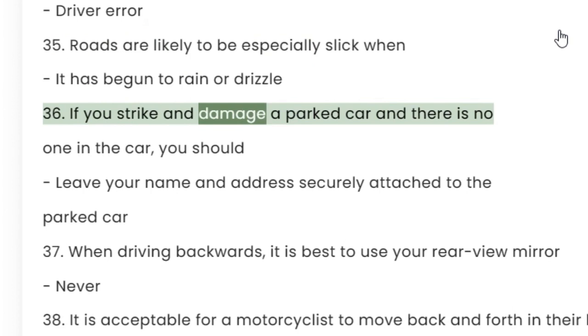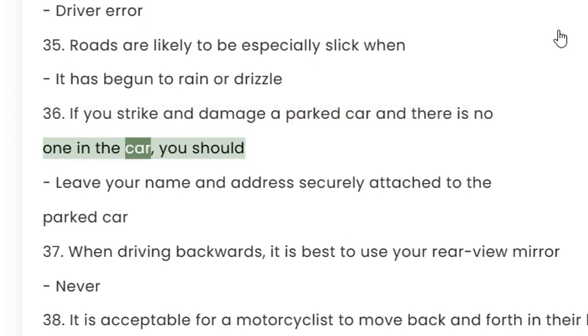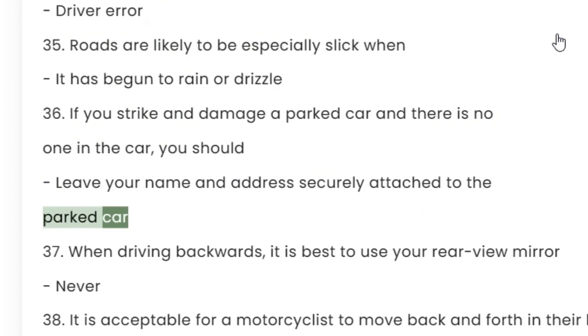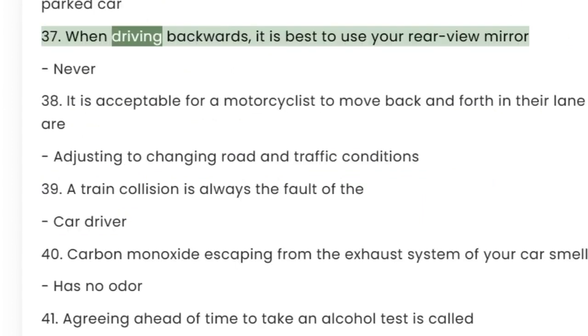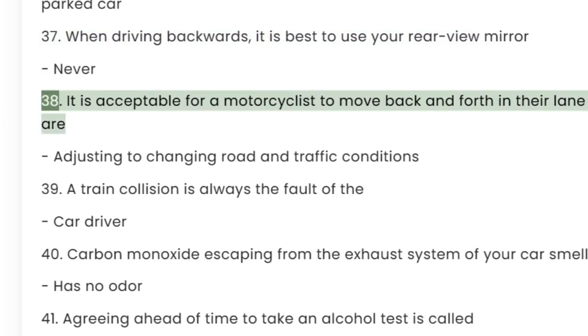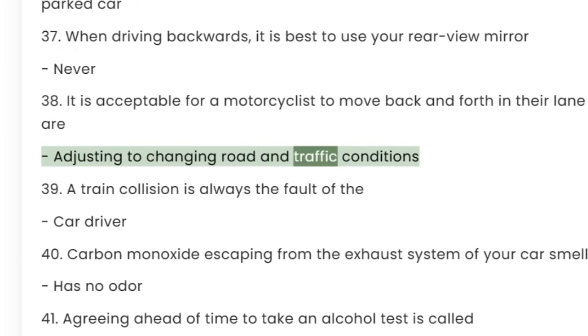36. If you strike and damage a parked car and there is no one in the car, you should leave your name and address securely attached to the parked car. 37. When driving backwards, it is best to use your rearview mirror. Never. 38. It is acceptable for a motorcyclist to move back and forth in their lane if they are adjusting to changing road and traffic conditions.